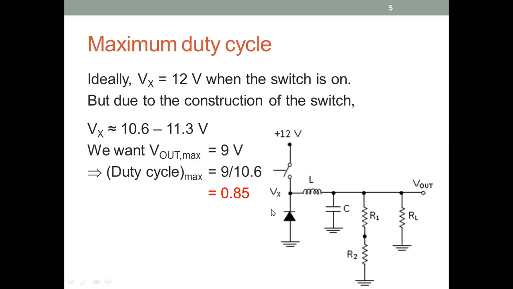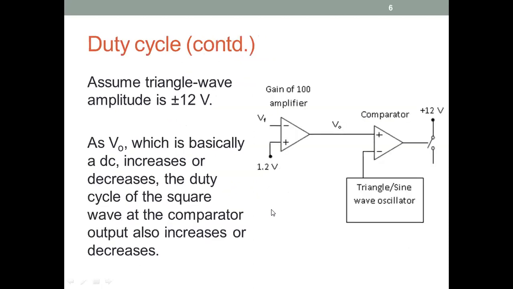Now let us see how that affects the op-amp. Okay, so here is the switch. This is a comparator. This is a gain of 100 amplifier.